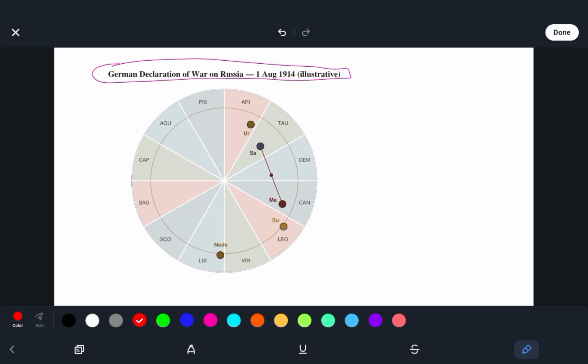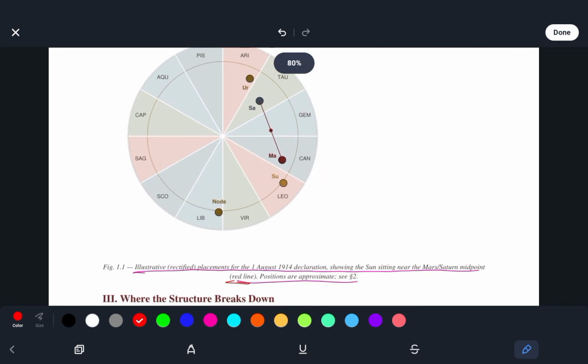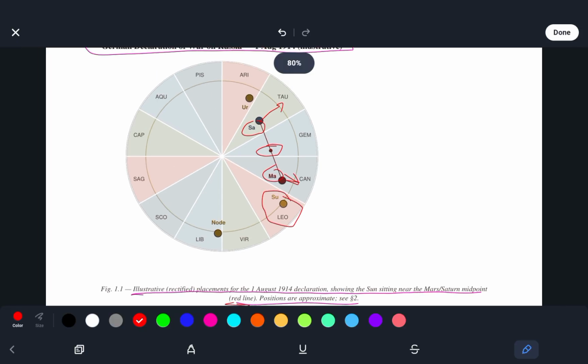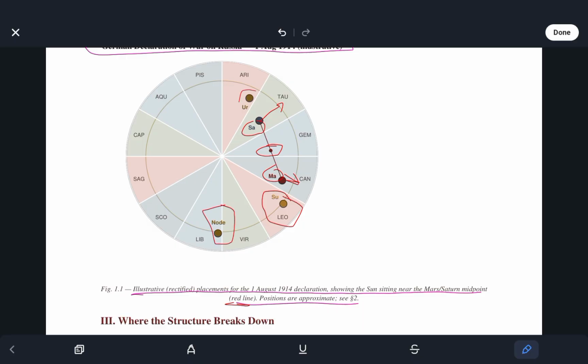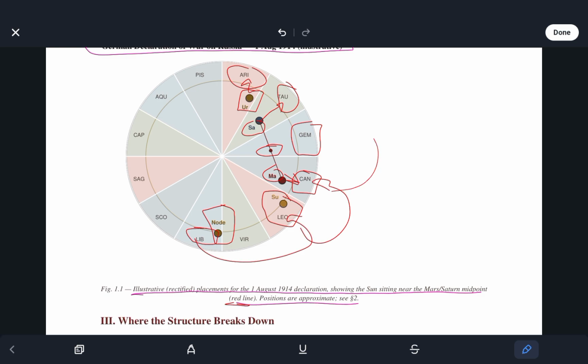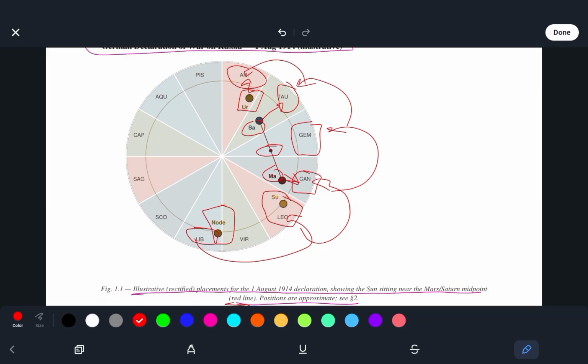So we see here that aspect, Mars-Saturn midpoint, in between Gemini and Cancer, with Saturn in Taurus, Mars in Cancer, Sun in Leo. The node in between Libra and Virgo, we see Uranus in Aries, which is also very important, and we're going to get into these. So that tells us that these signs are very important: Libra, Leo, Cancer, Gemini, Taurus, and Aries for this chart.